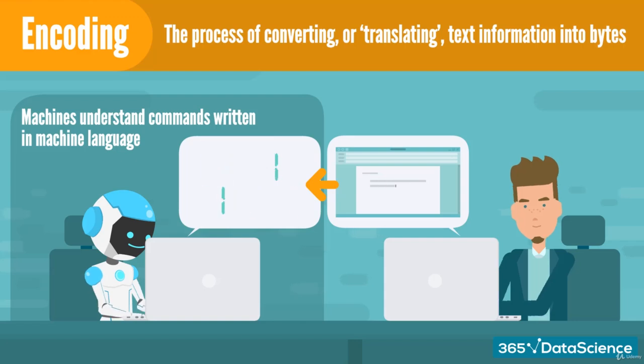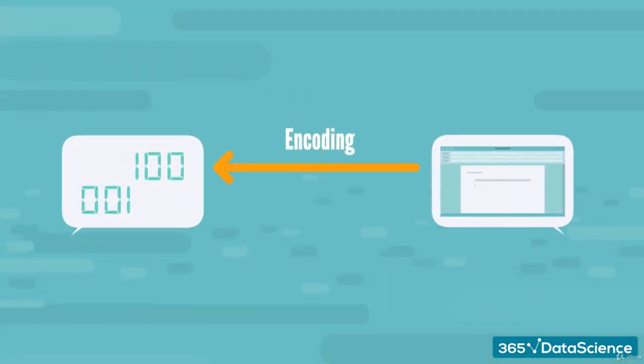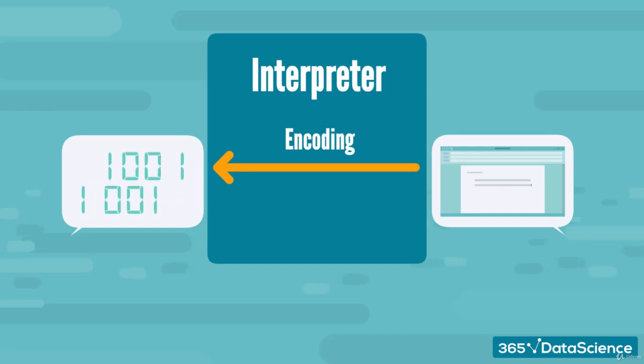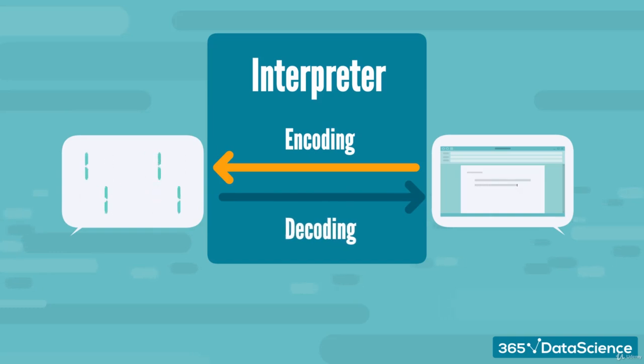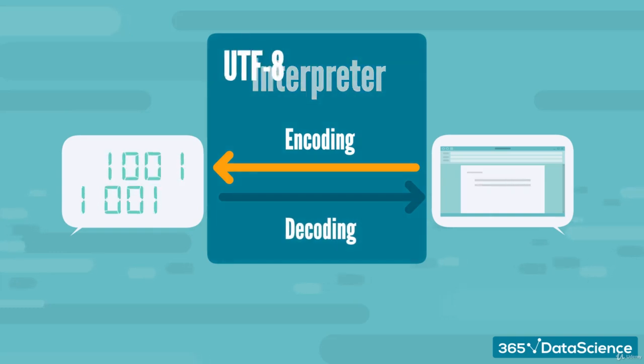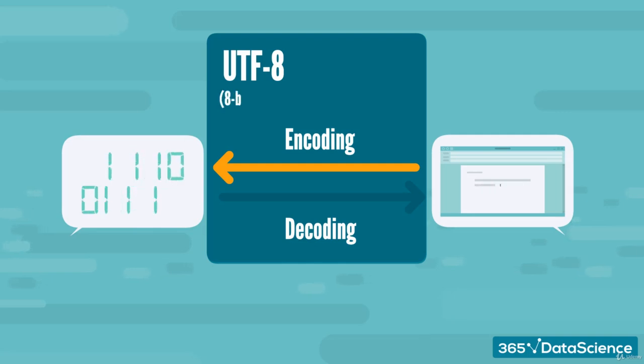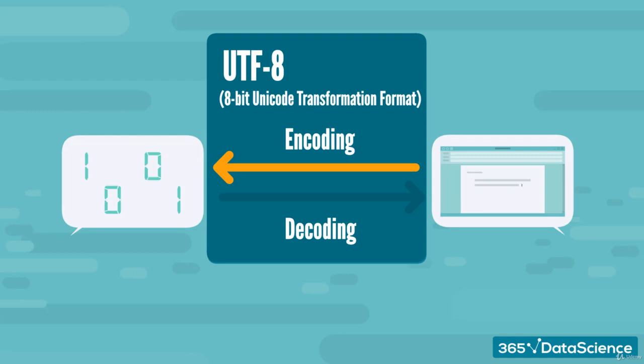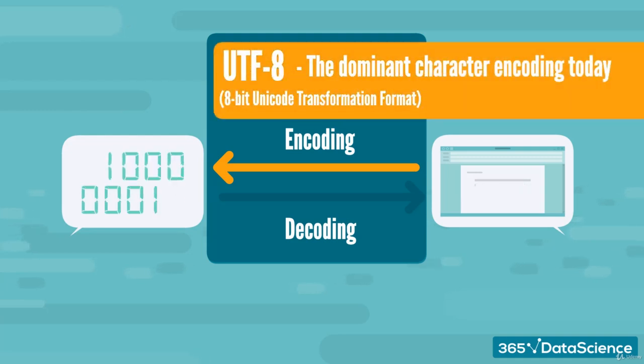All right, we are definitely not going into detail, but the point here is that we need a program, which is usually the interpreter, that will encode the data values from text to ones and zeros, and that can later decode them back to human-readable text values when necessary. On that note, you have probably heard of UTF-8. That is, the 8-bit Unicode transformation format. For those of you who haven't, this is the dominant character encoding today.